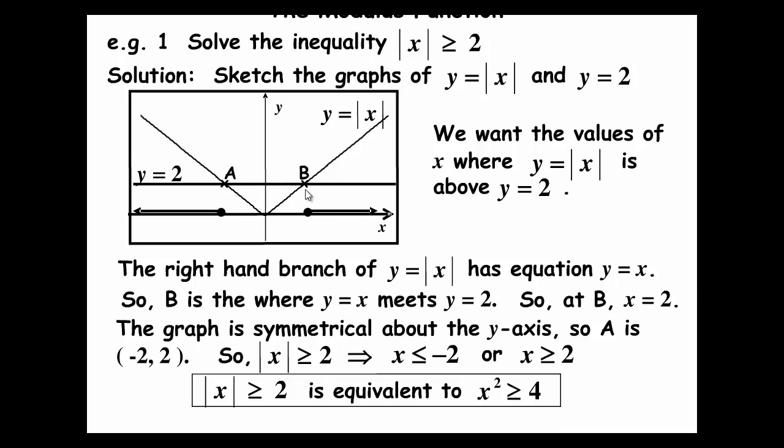So we just need to know what the points A and B are to define these two regions. Greater than or equal to B's x value, and less than or equal to A's x value will be the two regions. Well, B is probably the easiest. We know that the y value at B is 2. Because it's on the line y equals x, the x value must be 2 as well. And then we can simply use the symmetry of the graph. We know that it's a reflection in the y-axis. So we know that this distance here is the same as this distance here. So the y value at A is 2, so the x value must be minus 2. So we end up with x is less than or equal to minus 2 and x is greater than or equal to 2. Note at this point that this is equivalent to saying that x squared is greater than or equal to 4, which is relevant as we're about to see.